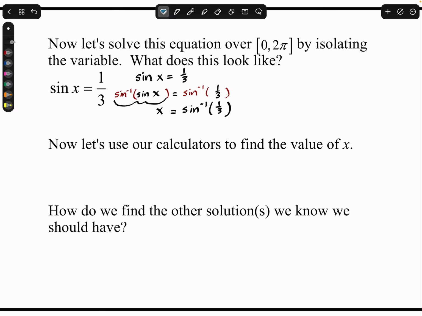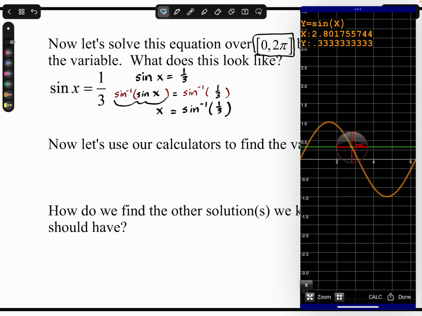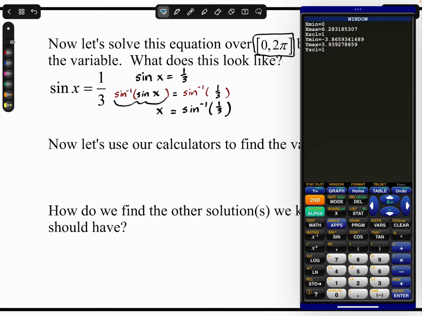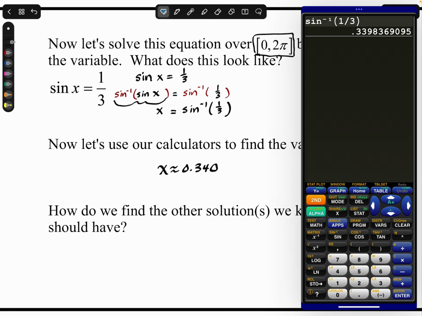Remember, when we were solving it a moment ago, we got two answers over this interval from 0 to 2 pi. But when we type this in on the calculator, we know that we're only going to be able to get one answer. Our calculator is only going to spit out one answer. So let's go to our calculator screen, and we're going to do inverse sine of 1/3. And you see we get 0.340, I'm just rounding it. So our calculator gives us this number, 0.340. Okay, so which one is it giving us?